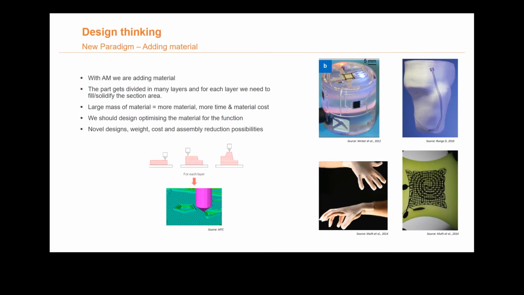So we're adding material, and that means that you can only deposit material where it's required, and a designer should optimize the design based on the function of the component, and that really opens up the possibilities for novel designs and novel methods of embedding, for example, sensors in electronics and reducing the weight and cost of components in many cases, and also not only that, but also reduction in the number of components, so assembly reduction and consolidation.